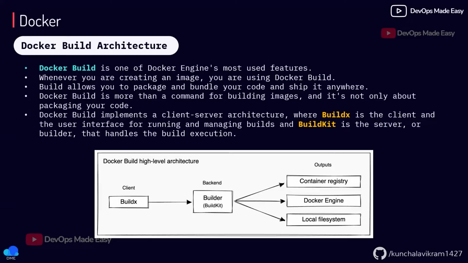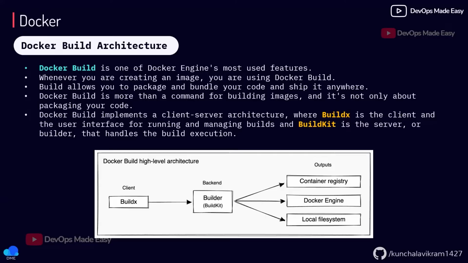In the earlier versions, Docker used the legacy builder, which is quite slow and doesn't support multi-platform image creation. But now Docker implements this build architecture using a different set of tools. The client tool is known as Buildx and the server tool is known as BuildKit. It follows a client-server architecture where Buildx is the client and the builder is BuildKit.